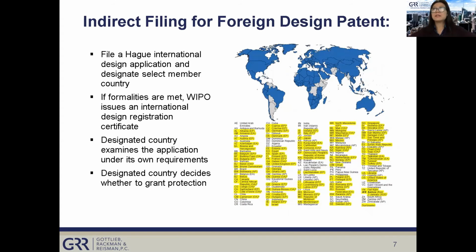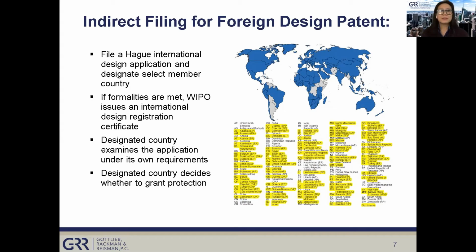For indirect filing of a design patent, you can file what we call a Hague International Design Application. It covers 91 countries, shown in yellow highlight. The US only joined the Hague International Agreement 5 years ago, versus the PCT, which the US has been a member of for over 40 years.